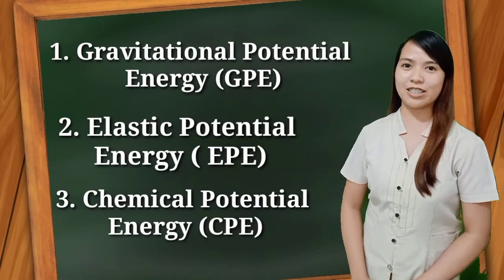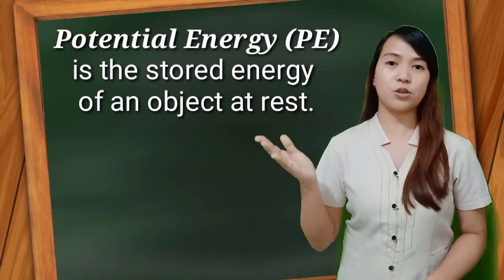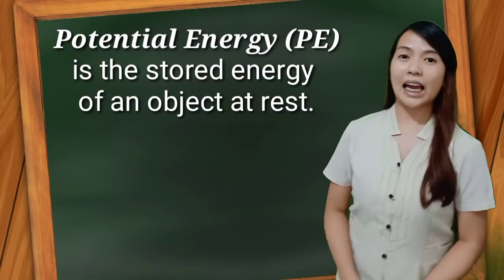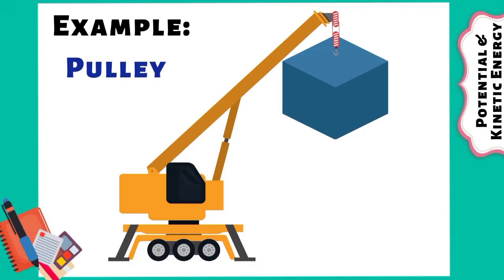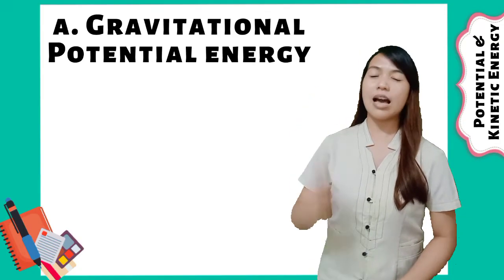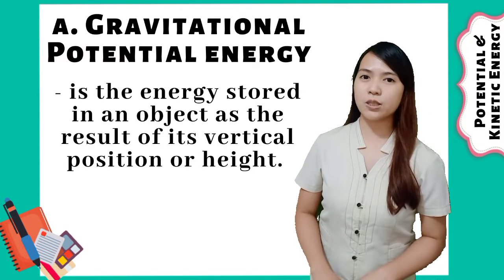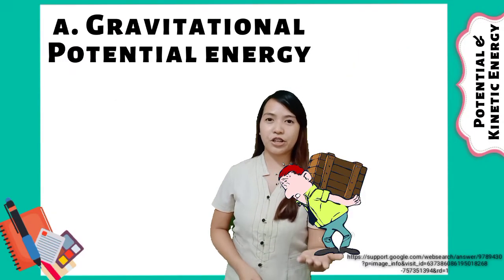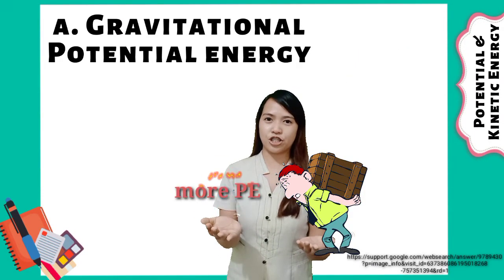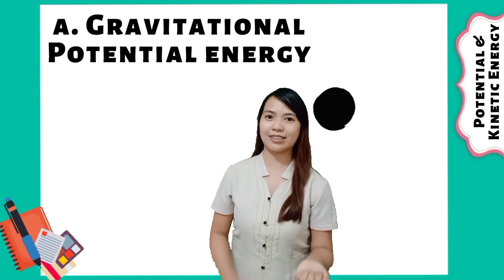Chemical potential energy. When we say potential energy, this is simply energy that is stored and waiting to be used later. Ito yung energy na di pa ginagamit. An example is a pulley. If the object is suspended at a height and does not move, of course there is potential energy. The first kind of potential energy is number 1, gravitational potential energy. The potential energy of this is due to an object's position. This means that the heavier the object is, the more potential energy. Or, the higher the object is, the more potential energy.